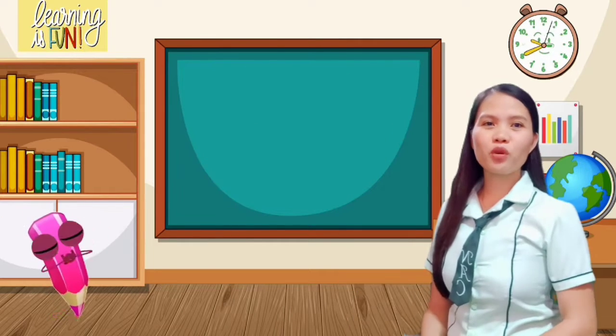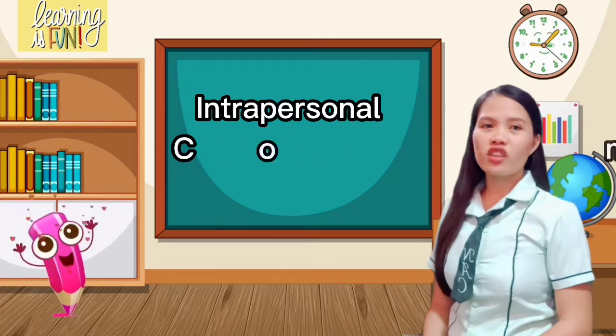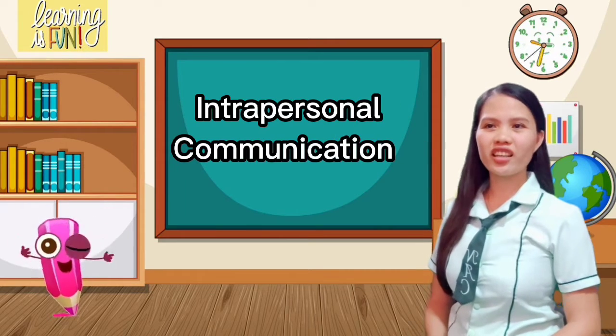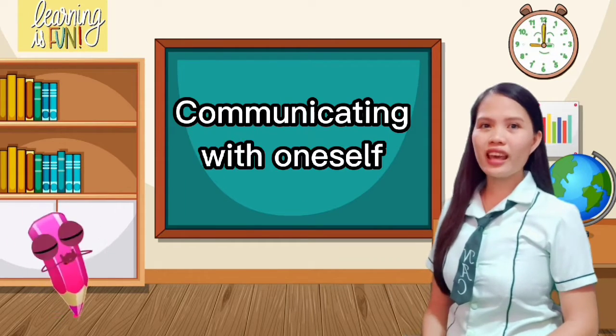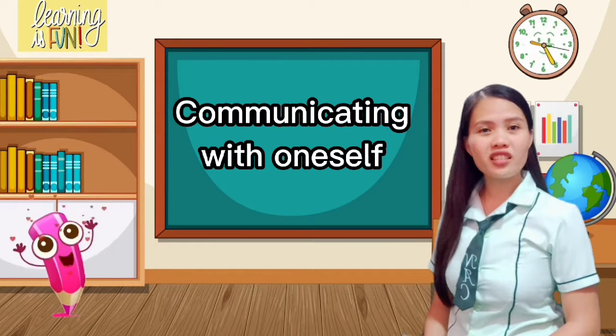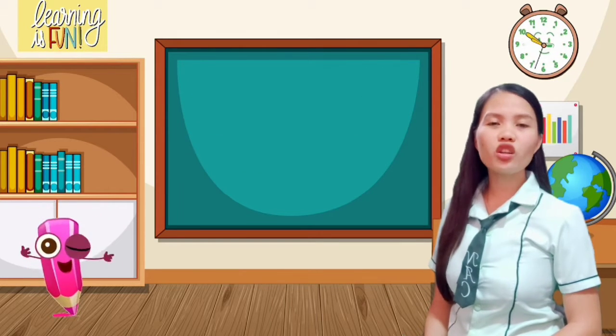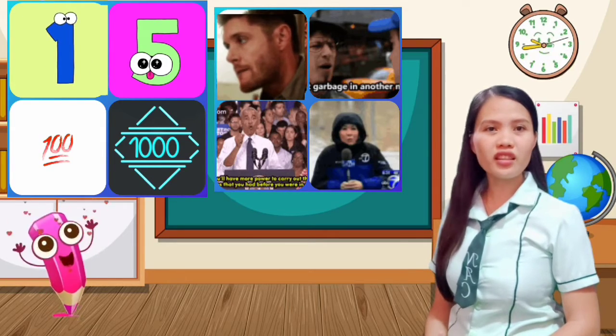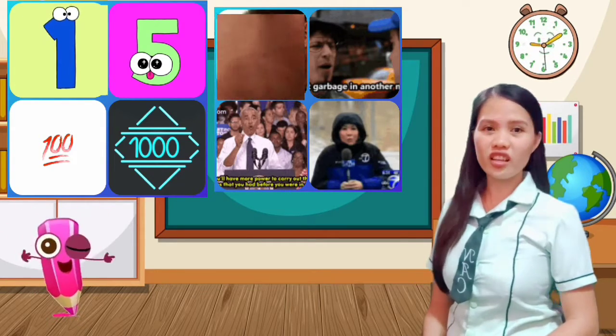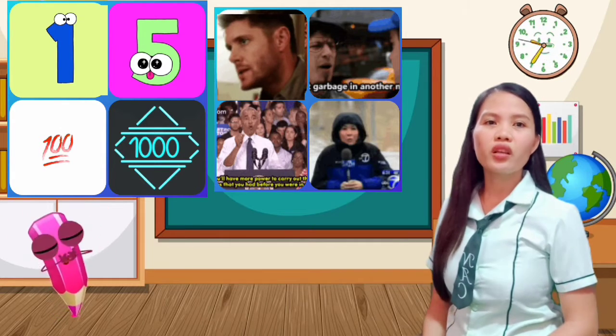The first type of speech context is the intrapersonal communication, meaning communicating with oneself. What does this mean? Let's go back to the numbers and the images. The number 1 represents the first image, and this is the intrapersonal communication.